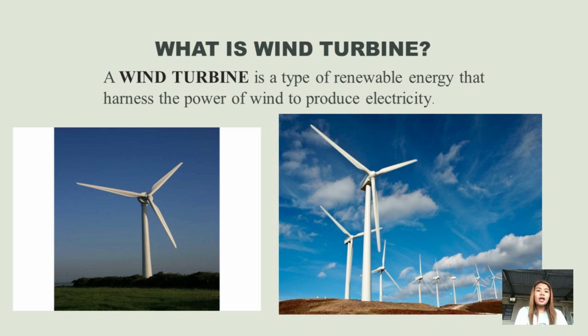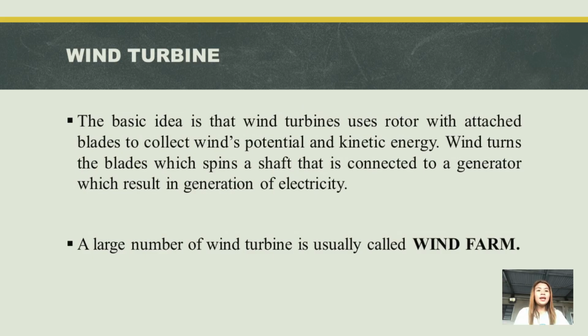And then, let's now discuss the parts and individual function of a wind turbine. The basic idea is that wind turbines use a rotor with attached blades to collect the wind's potential and kinetic energy. Wind turns the blades, which spin a shaft that is connected to a generator, which results in generation of electricity. A large number of wind turbines is usually called a wind farm.